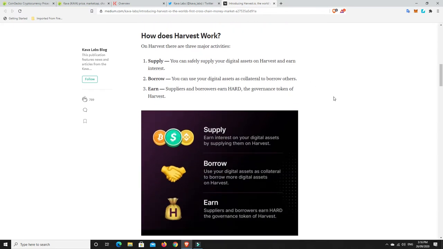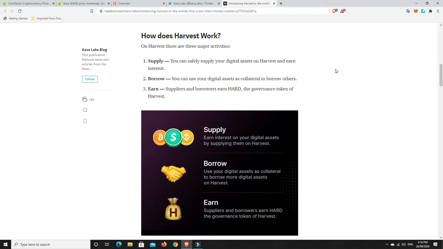How does Harvest work? On Harvest, there are three major activities. Number one is supply. You can safely supply your digital assets on Harvest and earn interest. That's what I'm definitely interested in at the moment. I may borrow at some stage in the future, but I'm more interested in earning interest.